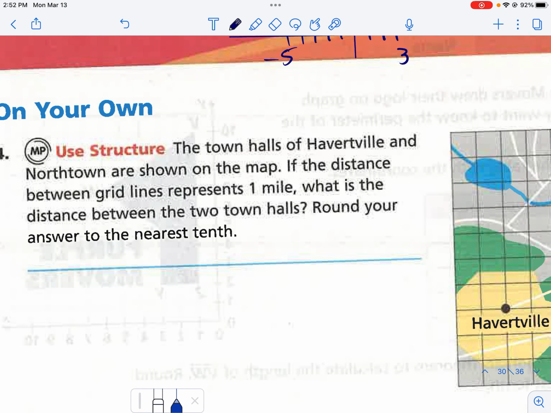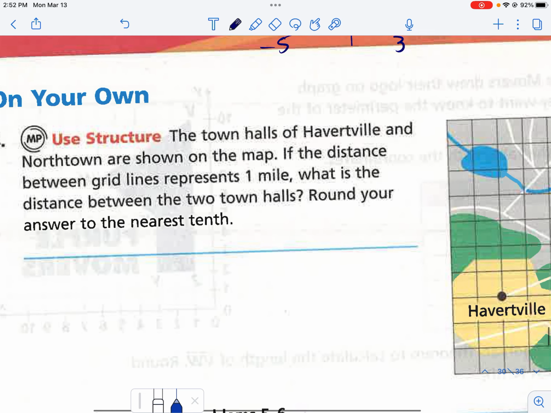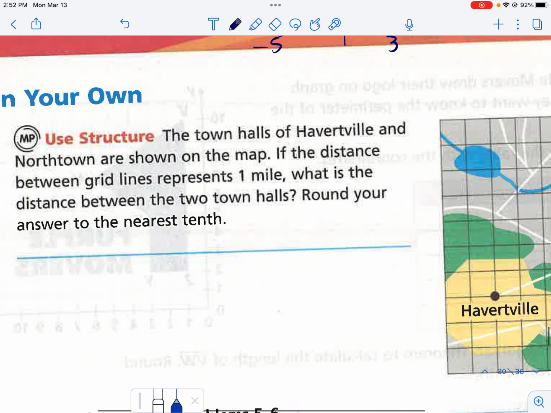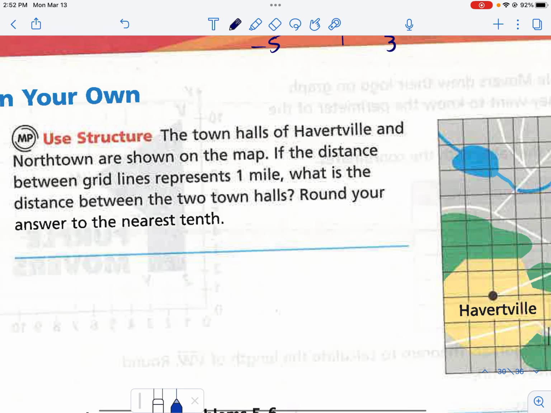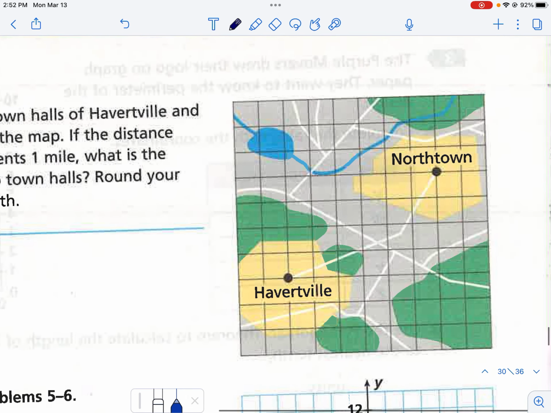Okay, so this one. The town halls of Harvartville and North Town are shown on the map. If the distance between the grid lines is 1 mile, what is the distance between the two town halls?